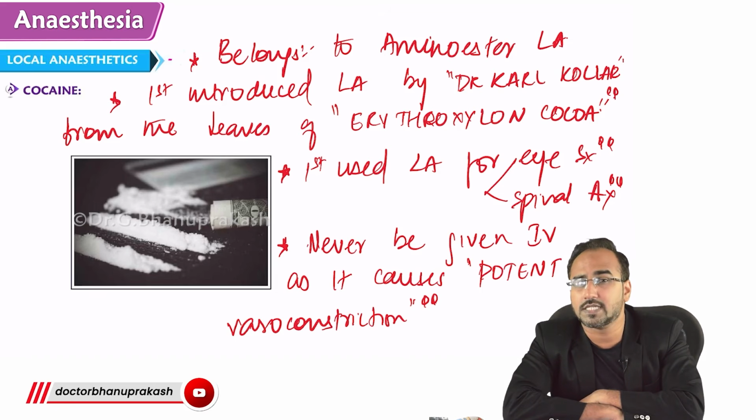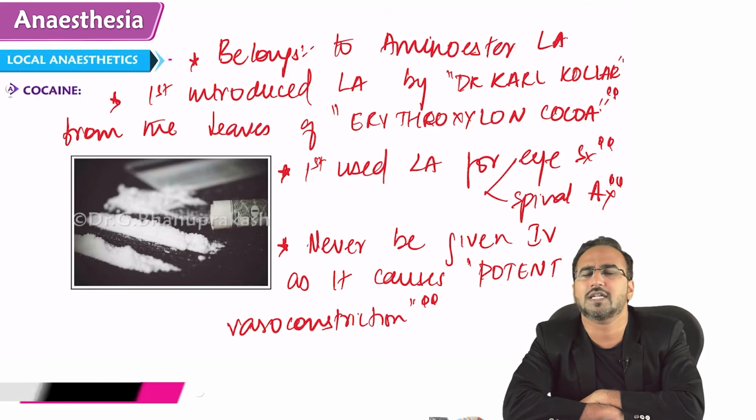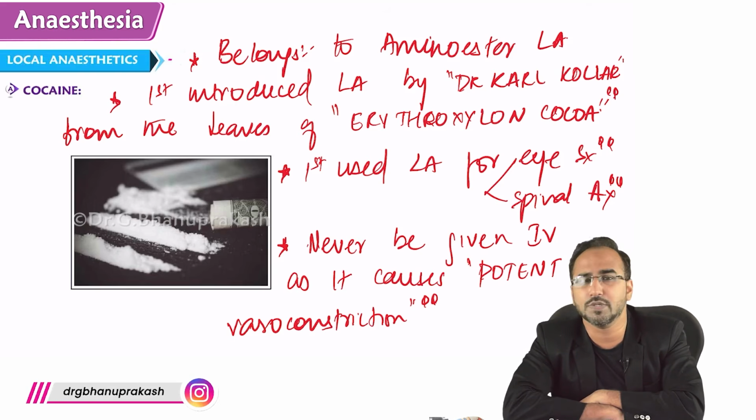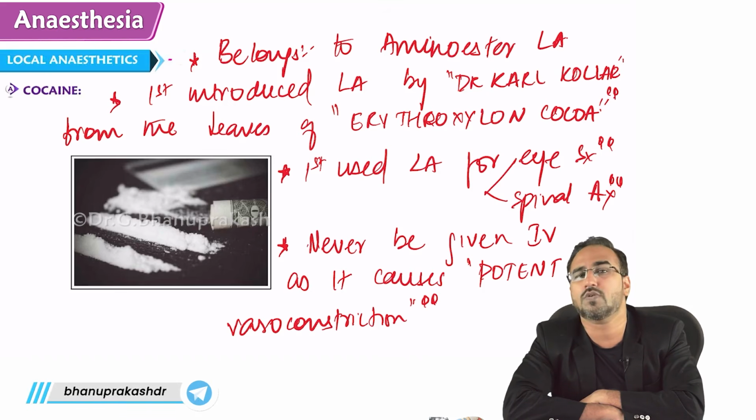Basically, I was taking history in front of his parents. Once his parents went away, he called me. He told me, doctor, I don't have any history, nothing, but I am a cocaine drug abuser. I use cocaine as an IV drug. When he told me this, the whole picture became crystal clear. I totally understood why this guy had a stroke: because he had taken cocaine.